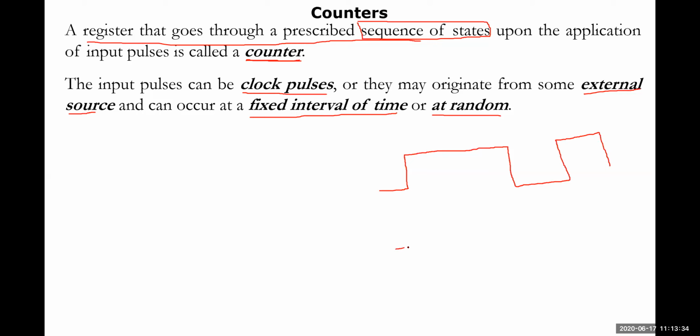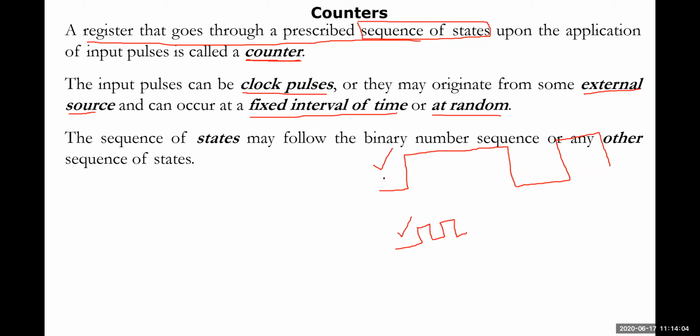Fixed interval of time in the sense, once 1 is completed, immediately 0. 1 is completed, immediately 0. This is a fixed interval. This kind of thing will be called a fixed interval, and this kind of thing will be called a random interval. Either of these two situations could take place, then the register gets affected with some kind of output. Such registers are called counters here.